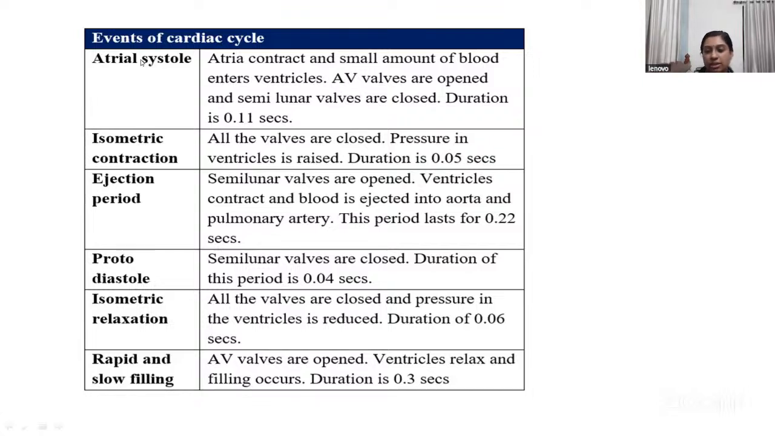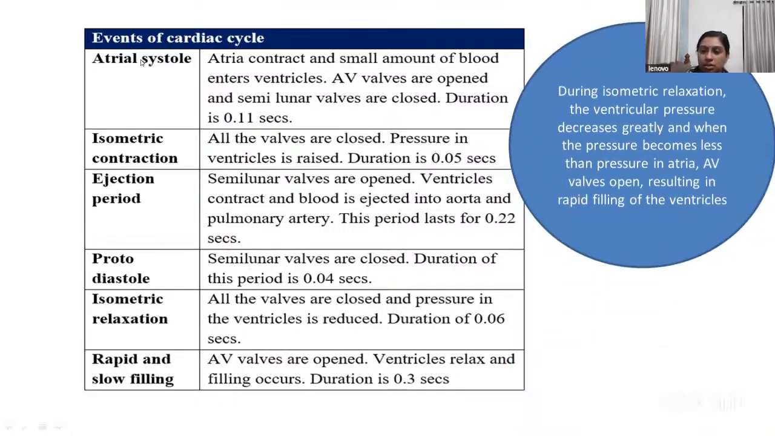Next is isometric relaxation. As I've already mentioned, the volume remains the same. In order to keep the volume the same, all the valves are closed and the pressure inside the ventricle is reduced. The duration is about 0.06 seconds. Next is rapid and slow filling. Here, the AV valves are open. The phase is again restarting. Ventricles relax and the filling of the ventricle occurs in rapid and slow filling. The duration is about 0.3 seconds. So these are the basic events of the cardiac cycle. You have to know this particular table and the events of the cardiac cycle thoroughly.